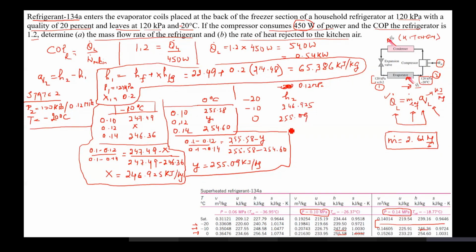So again, you will do the interpolation for minus 20, and how you'll get the value: you'll have minus 20 minus minus 10, minus 10 will become plus 10, and minus 10 minus 0. So you have done the first two values, and then the second and third value. Similarly, you'll do H2 minus 246.925, and then you'll use the second and third values, 246.925 minus 255.09. Can you give me the value of H2?